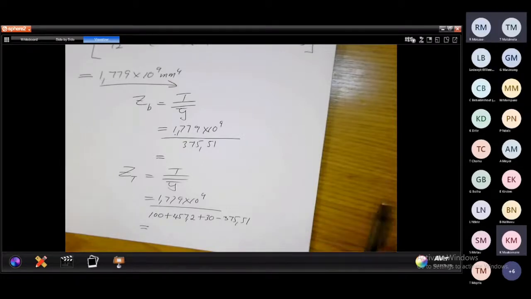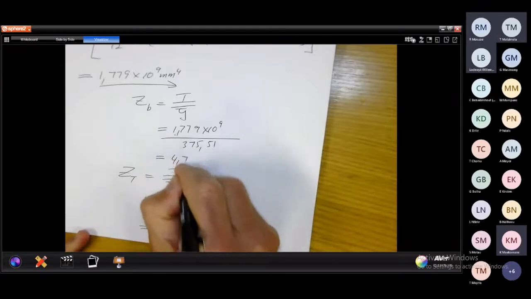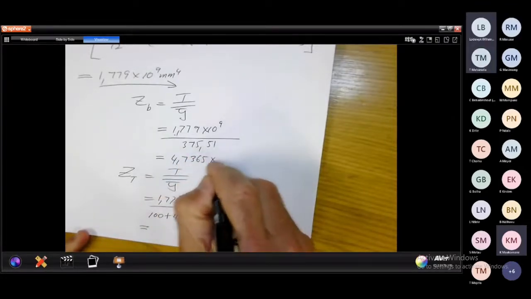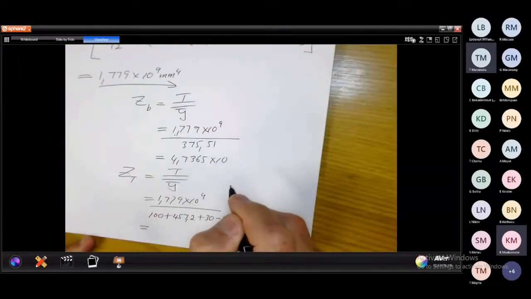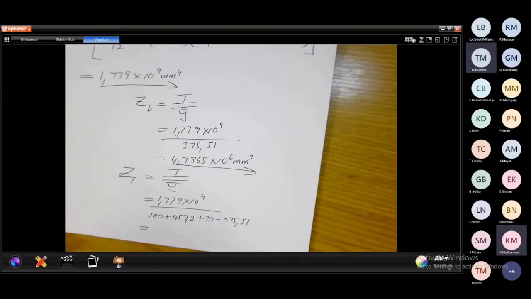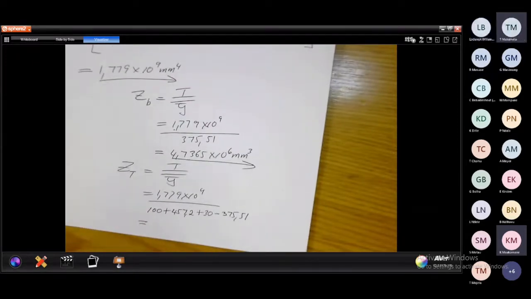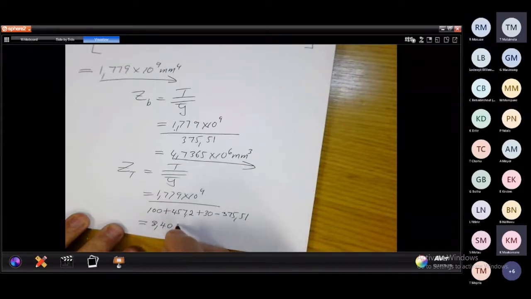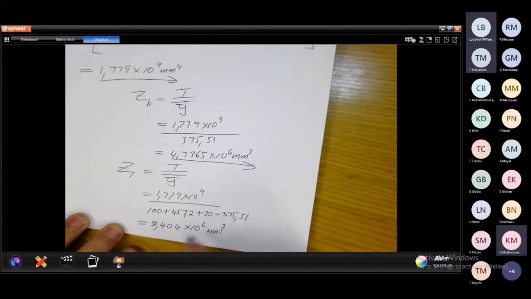So from the bottom, I got 4.7365 times 10 to the power 6 millimeters cubed. Right. Then for the other one, 8.404 times 10 to the power 6 millimeters cubed.